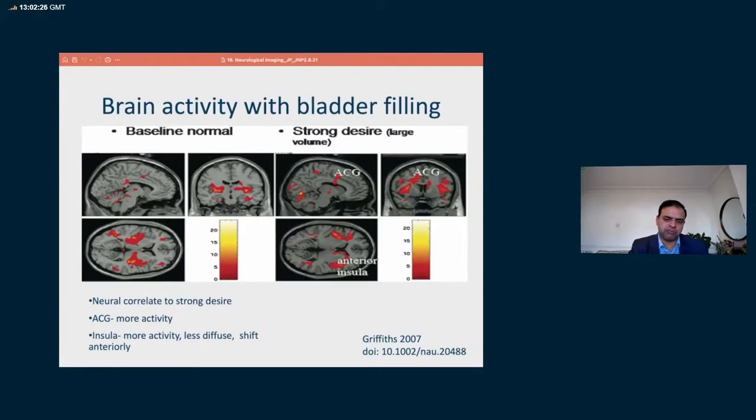In the same cohort, with more volume infused and now a strong desire, you find that there's more activation, particularly in the anterior cingulate cortex as well as in the insula, and the activation seen in the insula is actually less diffuse and also shifts more anteriorly. And so these are areas that have consistently been shown to be activated, not only in these studies, but also from studies from other eminent centers where fMRI and PET studies have been performed.